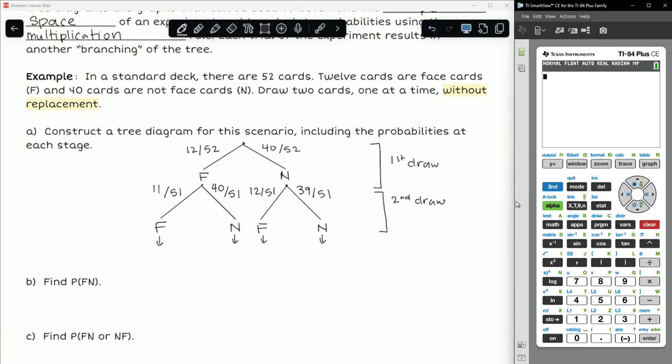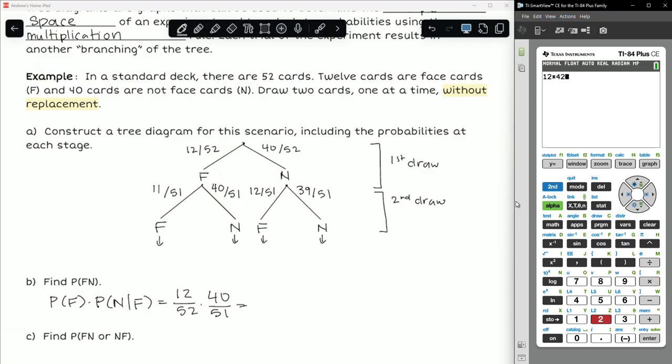And the first one says find P(F∩N). So this is P face card and no face card. I know that I'm multiplying. This should be P face card times P no face given face card. And we have that in our tree. The face card, no face card branch is here. So I just need to multiply those probabilities. So it's going to be 12 over 52 times 40 over 51.